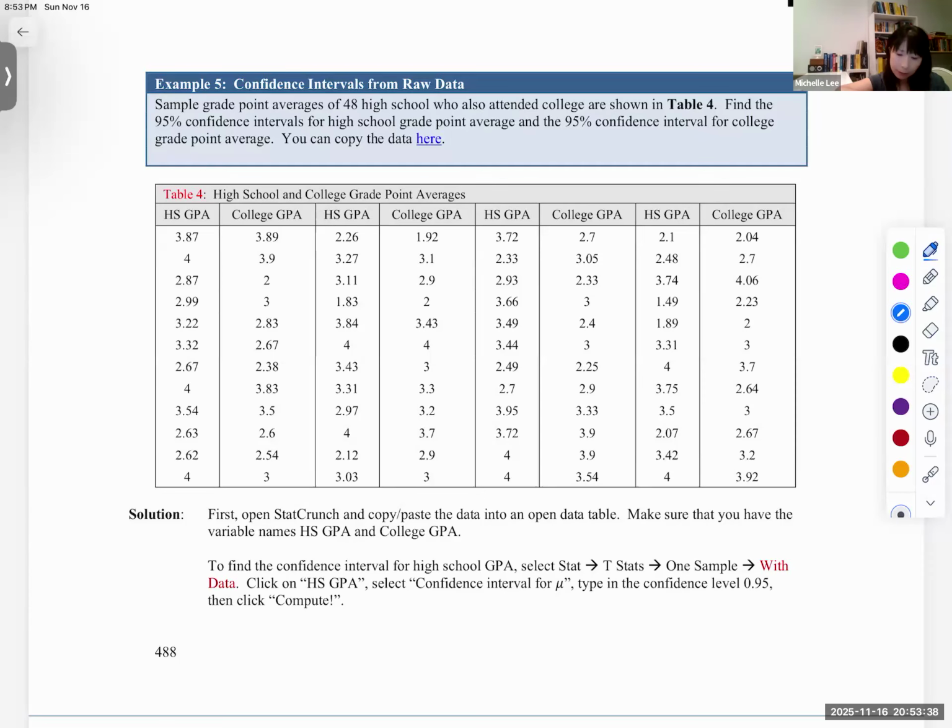Okay, so let us find this confidence interval by StatCrunch. So look at this one. We have data, right? So we're following the same instruction or steps as earlier, like with the summary, right? But we change the last step with the data. Yeah. Okay. But then I think we did this one before, right? So high school GPA versus college GPA, right? Okay, so let us do that.